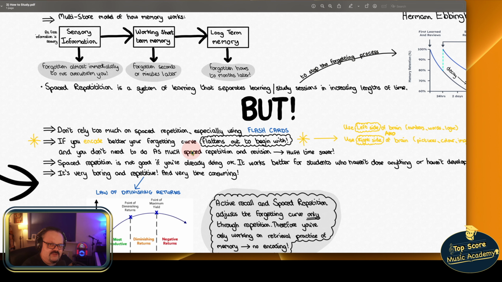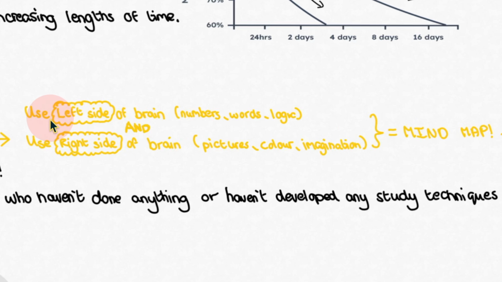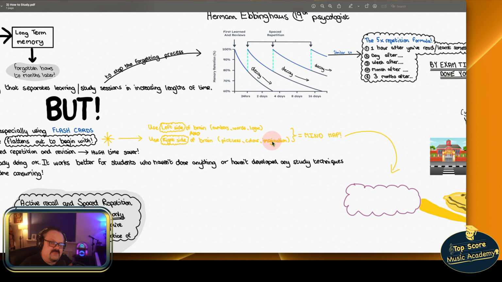So if you try doing the mind maps that we're going to look at later, it may help, it should help. Why is that? Well, because you're going to be using the left side of your brain and the right side of your brain, the traditional way of splitting the human brain into 2 sides. The left side deals with numbers, words, logic, the right side of the brain deals with pictures, color, imagination. If you can combine those 2 concepts into your mind map, you're using more of your brain power and more areas of your brain to try and remember this information.